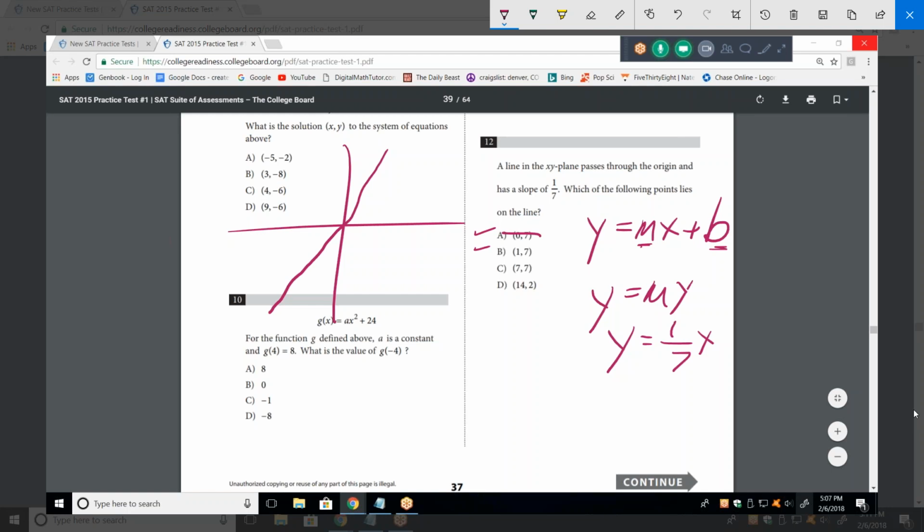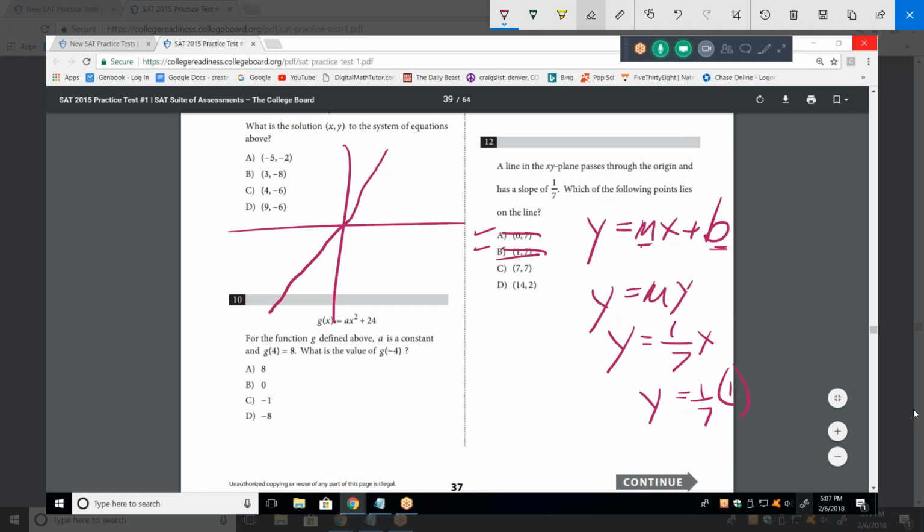Does B lie on the line? When you plug in 1 for x, what is y equal to? Well, y would be 1/7 times 1. Anything multiplied by 1 is that thing. In other words, multiplying by 1 never changes anything. So it's 1/7. It's not 7. That's not right either.